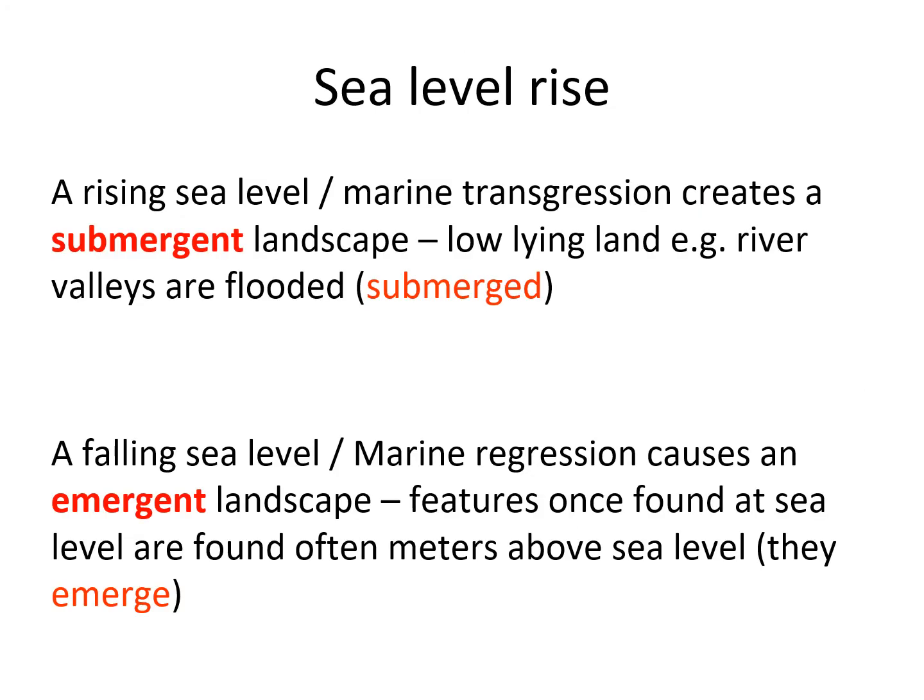Now, there are two key words, so you'll need to stop this video in a second and get these copied down. Where we have a falling sea level, land is going to emerge from under the sea, so we call that an emergent landscape. And conversely, where sea level is rising, which is the majority of the world, but not everywhere at the moment, we have a submergent landscape. Land is being submerged. So just stop the video and get those copied down into your notes for me.